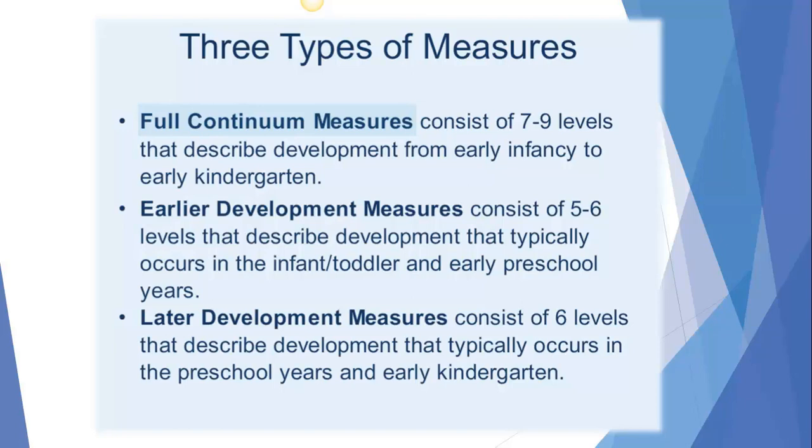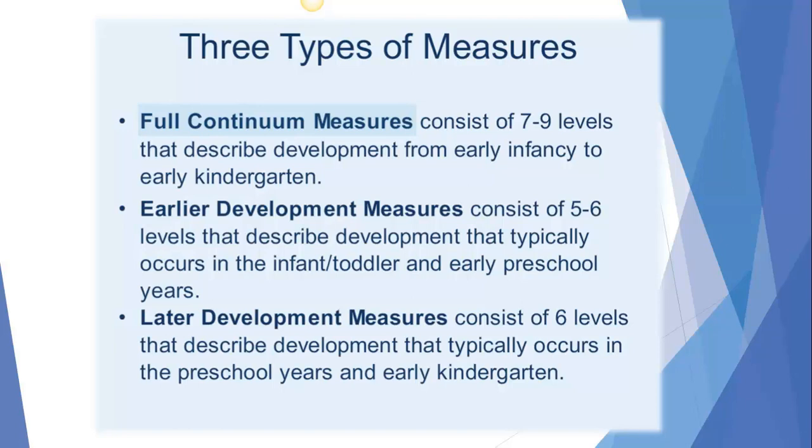So looking at this, and I'll turn the lights, is this a full continuum, a later developing, or an early developing? Full. Why is it a full? Because it goes from responding to integrating. Okay, so we see all of the levels present: 1, 2, 3, 4, 5, 6, 7, 8. So all of those levels we're able to assess the child on. Okay, so this is what one looks like, and we're going to break down what each of these things means in just a second.